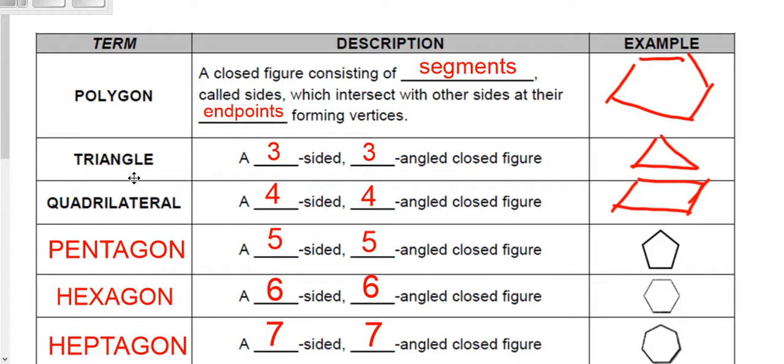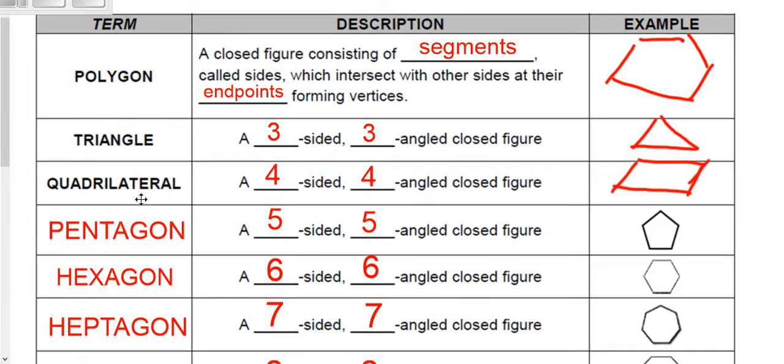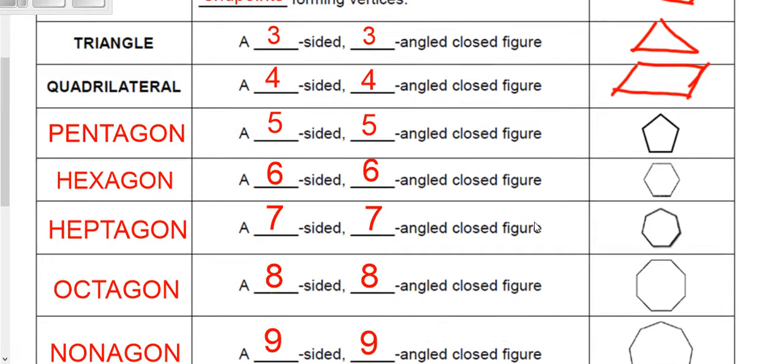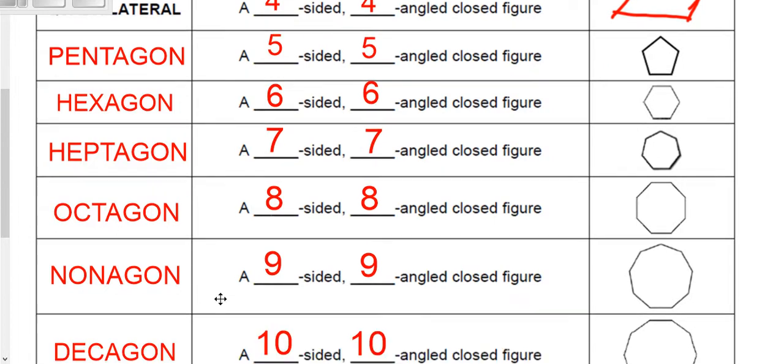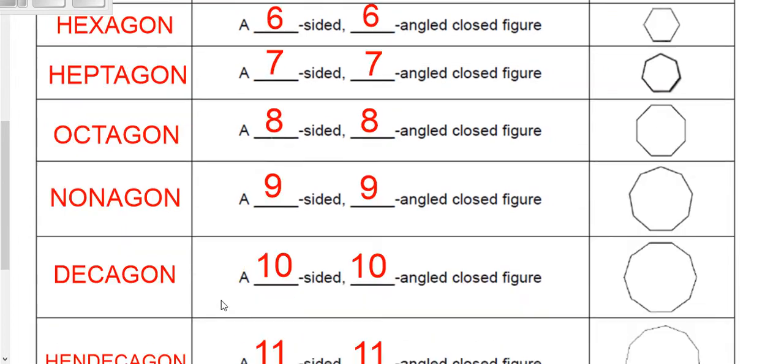We have special names for several of them, so in a minute you can pause this video if I go too fast and copy down their names. We start with a triangle. Everybody knows a triangle: a three-sided, three-angled closed figure. A quadrilateral, quad means four, so that's a four-sided closed figure. And then we go on to pentagon, hexagon, and heptagon: 5, 6, 7 sides. Octagon, 8-sided.